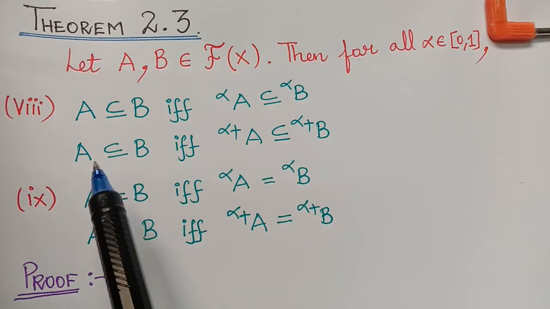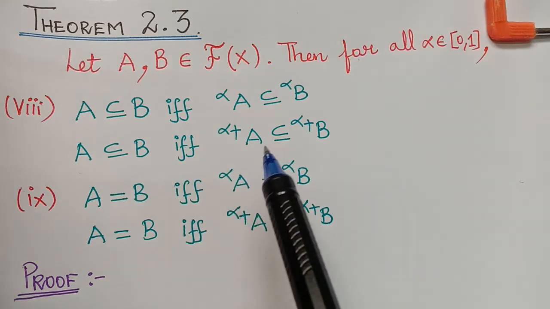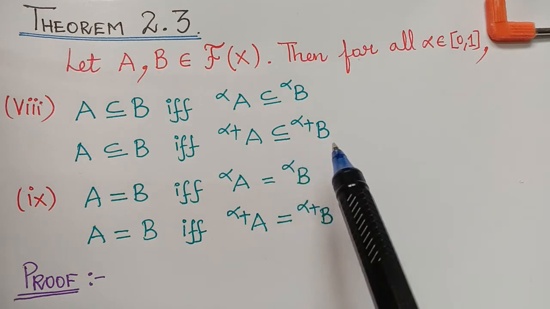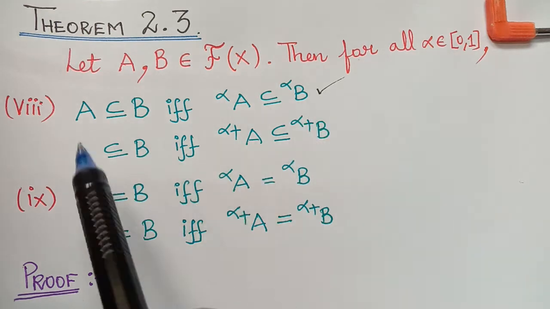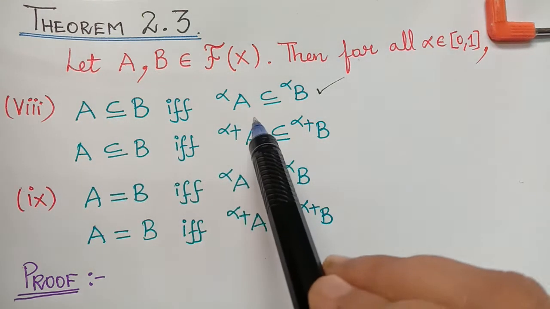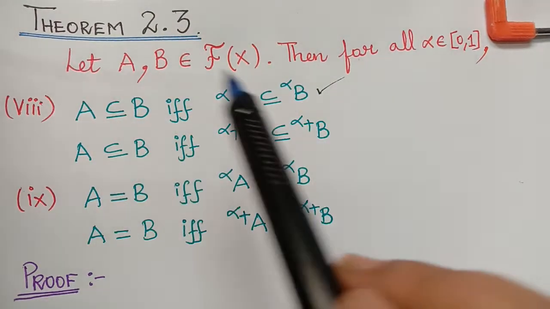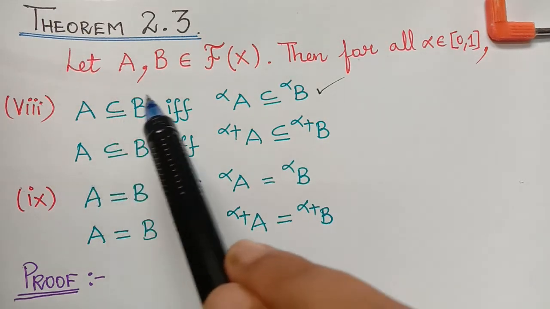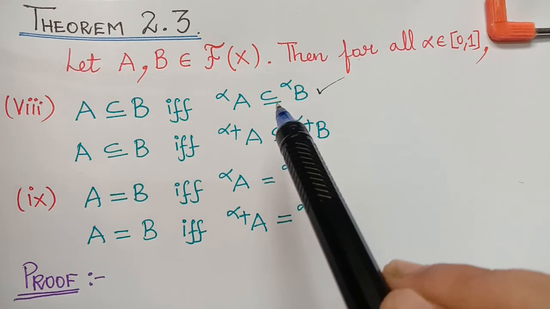And it also says that A is a subset of B if and only if strong alpha cut of A is a subset of strong alpha cut of B. So first let us prove this one. That is, we have to assume that A is a subset of B, and we have to prove that alpha cut of A is also a subset of alpha cut of B. And in the converse part, we have to assume this, and we have to prove that A is a subset of B. So first we shall assume this, and we shall prove this.